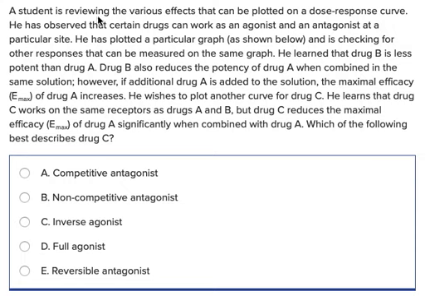A student is reviewing the various effects that can be plotted on a dose response curve. He has observed that certain drugs can work as an agonist and an antagonist at a particular site. He has plotted a particular graph, as shown below, and is checking for other responses that can be measured on the same graph. He learned that drug B is less potent than drug A.